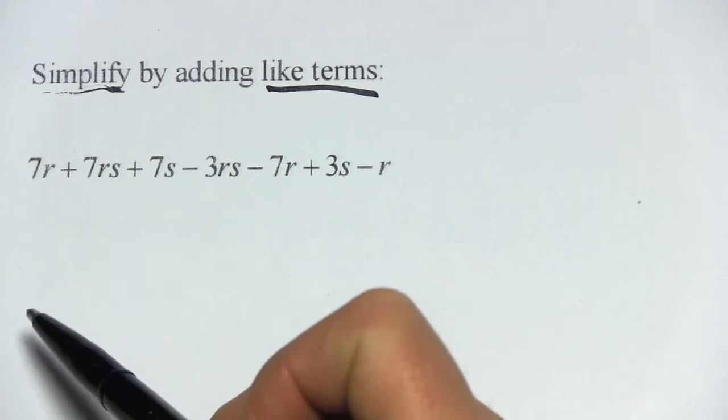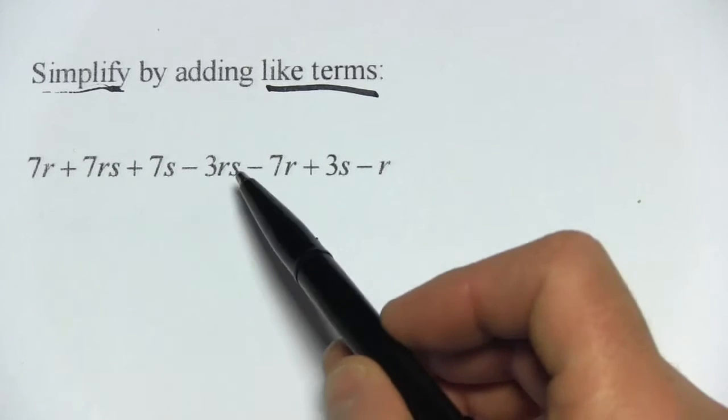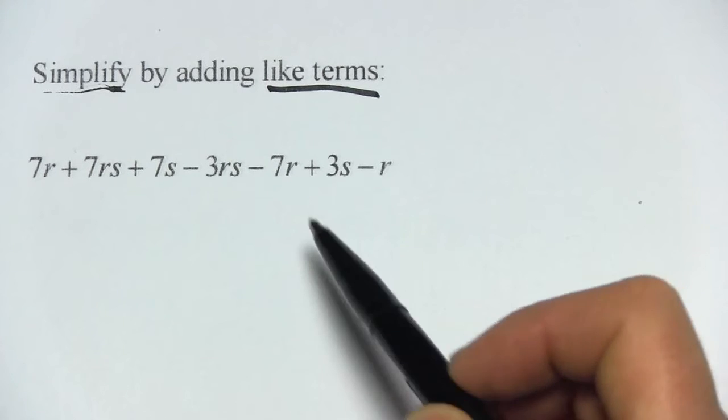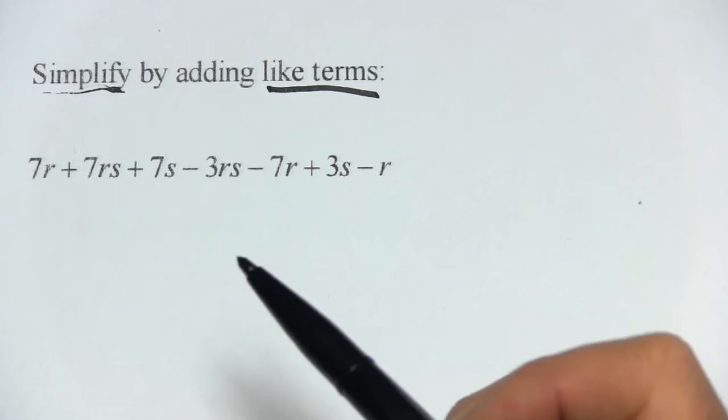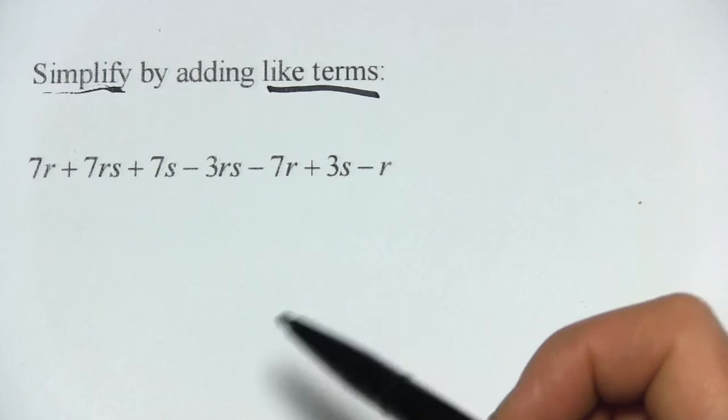So here's 7 times r. That's a term. Here's 7 times r times s. That's another term. So all of these chunks here that are separated by either plus or minus signs, they're individual terms. Some of them are what we call like terms. That is, they have the same letters.